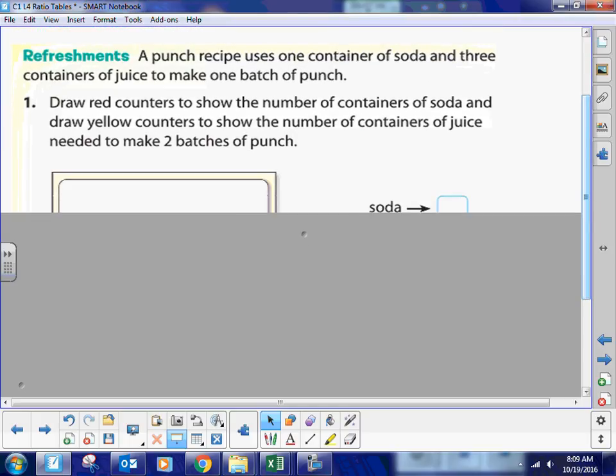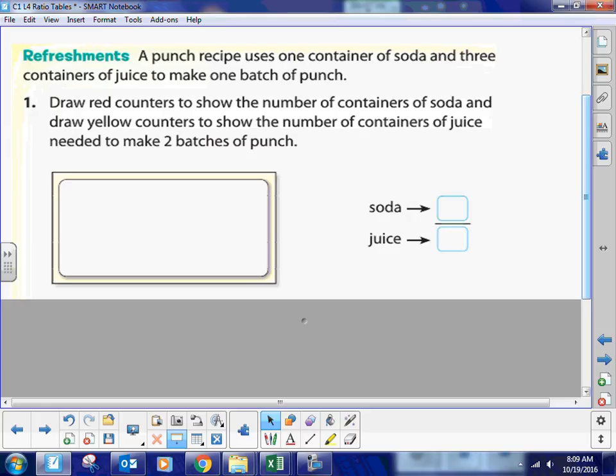It says a punch recipe uses 1 container of soda and 3 containers of juice to make a batch of punch. All right, so we need to have 1 soda and 3 juice. Okay, it says draw red counters to show the number of containers of soda and draw yellow counters to show the number of containers of juice needed to make 2 batches of punch, right?